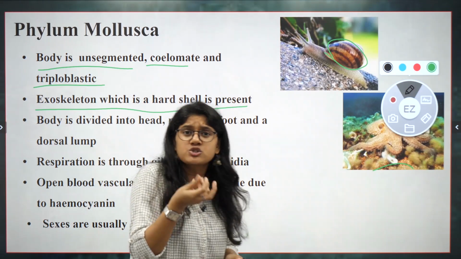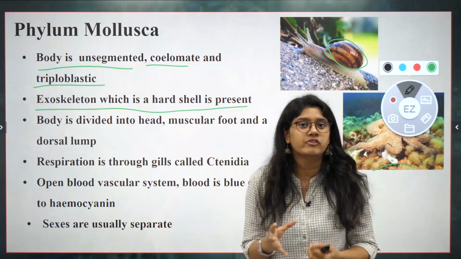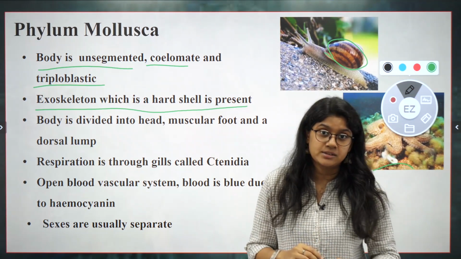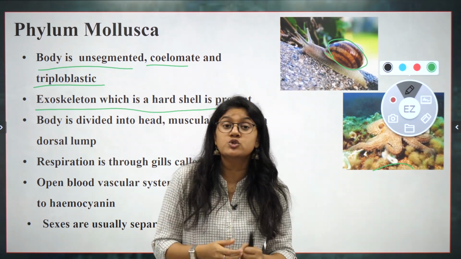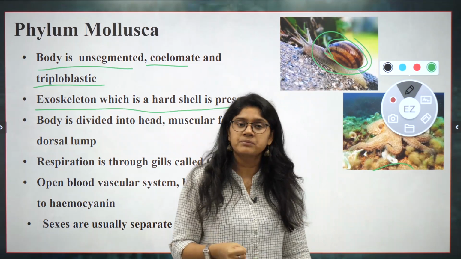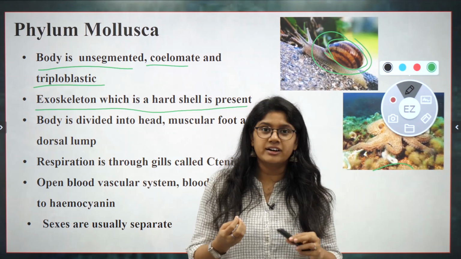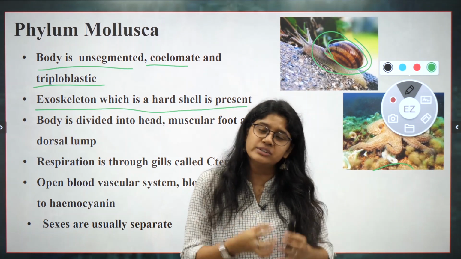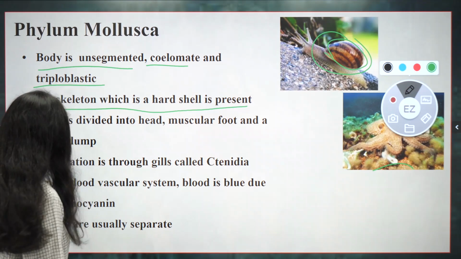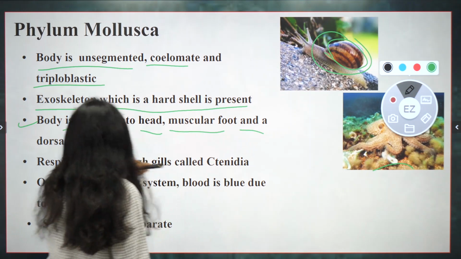The body is very, very soft. That's why they got the name Mollusca, which means soft body. Okay, so these are very soft animals. To protect them, they make a calcium carbonate shell, and at a time of danger, or when they feel afraid, they get inside the shell. That's how they protect themselves. Okay, the body is divided into the head, muscular foot, and the dorsal limb.